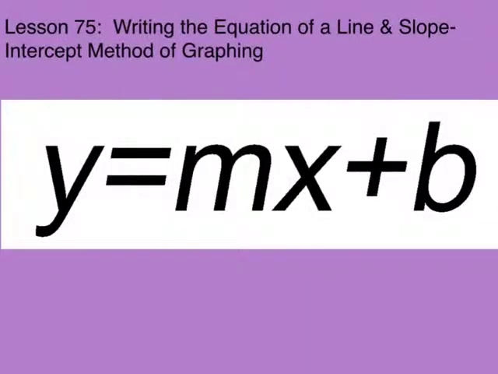This is lesson 75 of Algebra 1, Saxon, 3rd edition. This lesson is on writing the equation of a line and the slope-intercept method of graphing. This is a detailed, complicated lesson. Not complicated to learn, but there's just a lot of information. So I really want you to stay focused.